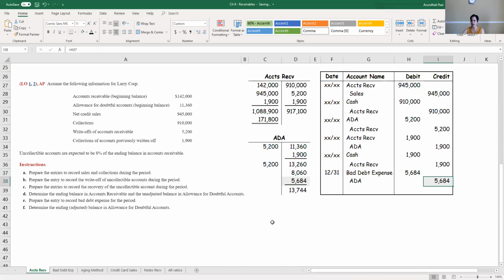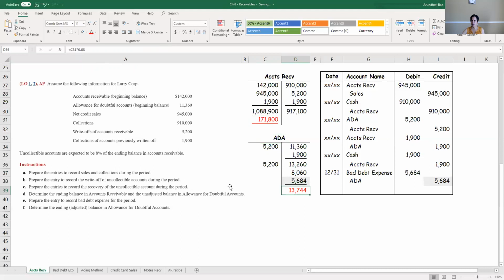So finally, in the balance sheet, at December 31st, accounts receivable is going to be, putting this in a different color here, accounts receivable ending balance is 171,800. Allowance for doubtful account ending balance is 13,744.